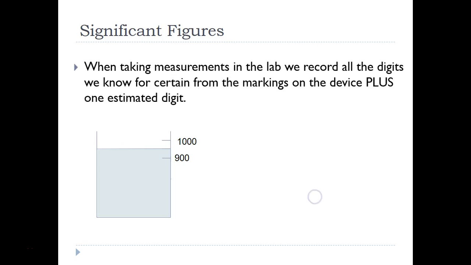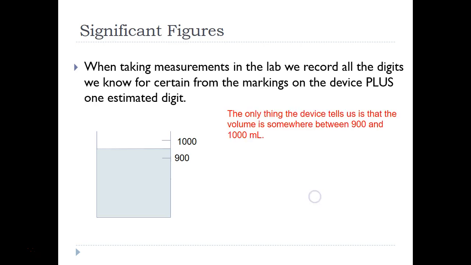The rule when we're taking measurements in a lab is that we record all the digits we know for certain from the markings, and we get to make one estimated digit after that. When we examine this beaker, the only thing I know for certain is that the volume is somewhere between 900 and 1,000 milliliters, so it's going to be 900 and something.